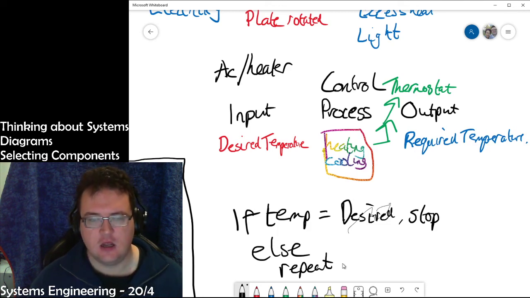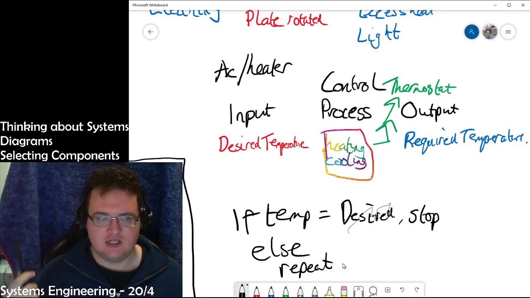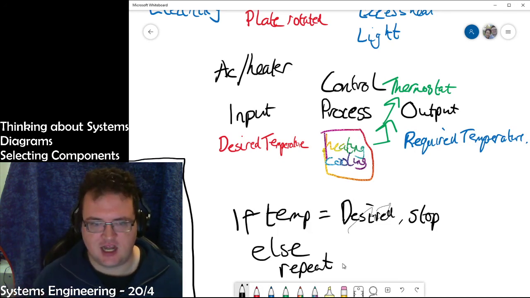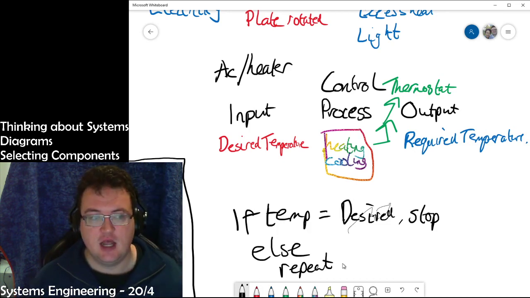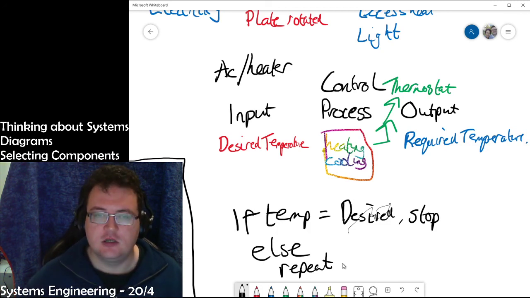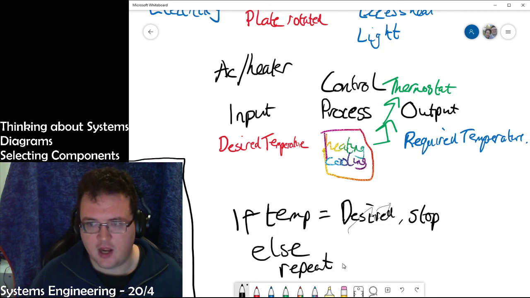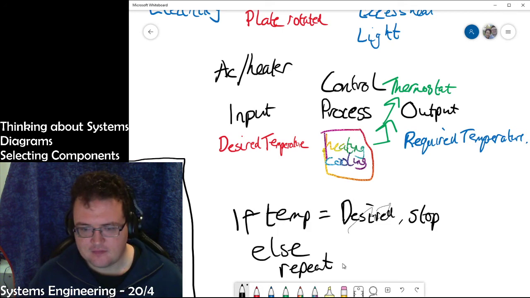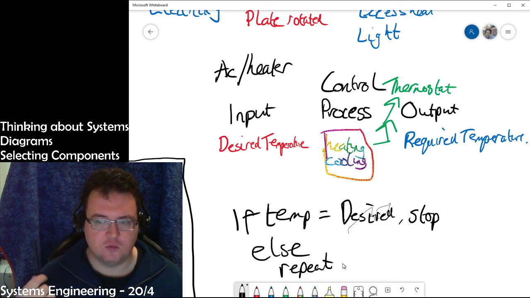And then it will constantly check in the background. Say something external to the thermostat or the air conditioner has happened, and it's caused the room to heat up again. Maybe the sun's come out of the clouds and heated the room up. The thermostat will then turn it back on to bring the temperature down. So this system is always working in the background, as long as you've got it turned on, as long as there's power going into it. The process will keep going.